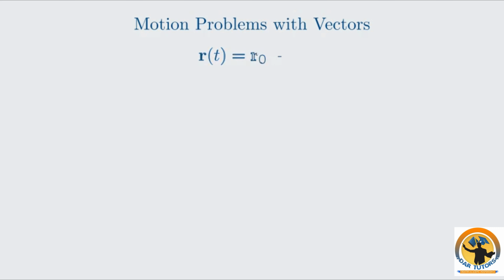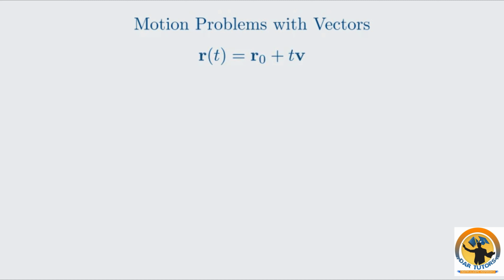Now let's move on to our second objective, solving problems involving the motion of objects using vectors. In these problems, we use vectors to describe the position, velocity, and path of moving objects. The fundamental equation for motion with constant velocity is: the position vector at time t, r(t), is equal to the initial position vector r0, plus the time t multiplied by the velocity vector v.